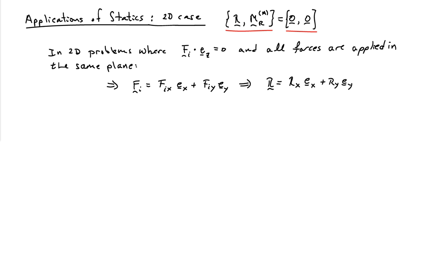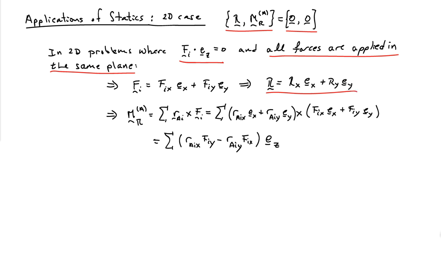If I have 2D problems, so the forces have no z components to them, and all the forces are applied in the same plane, then the resultant force only has 2 components. So saying R equals 0 gives me 2 scalar equations. If you look at the moment itself, and I calculate the moment in this special 2D case, I'll find that it only has a z component to it. So there's actually only 3 scalar component equations when I say that R equals 0 and the resultant moment equals 0.